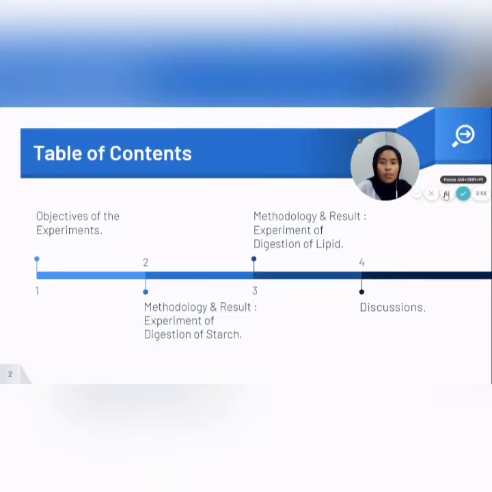So, in this video, we are going to explain the objective of the experiments, methodology and result for experiment digestions of starch. Next, methodology and result for experiment digestions of lipid. And lastly, discussions for the experiments.